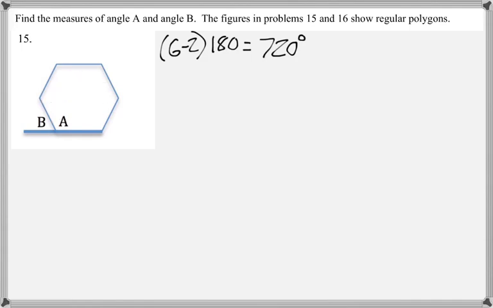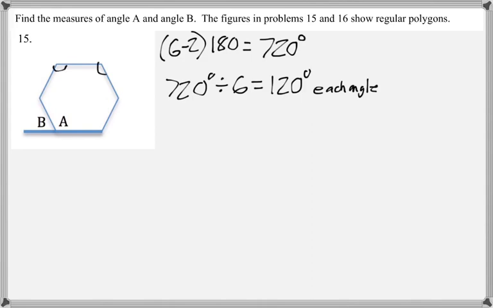So if I divide that by how many angles there are, or 6, then I get 120 degrees for each angle. So every single angle is going to be 120 degrees. So A is 120 degrees.